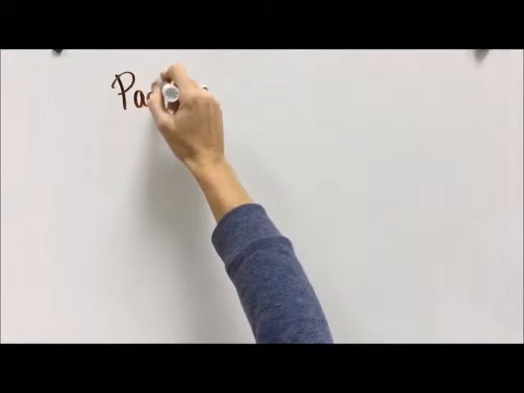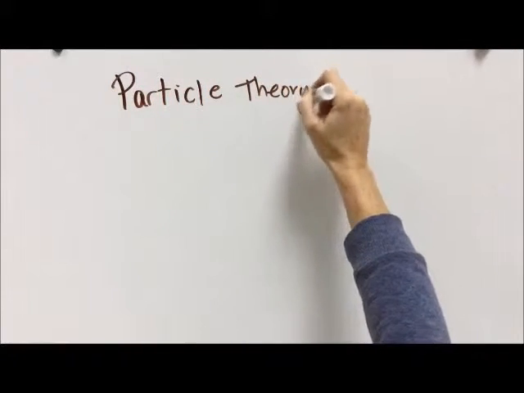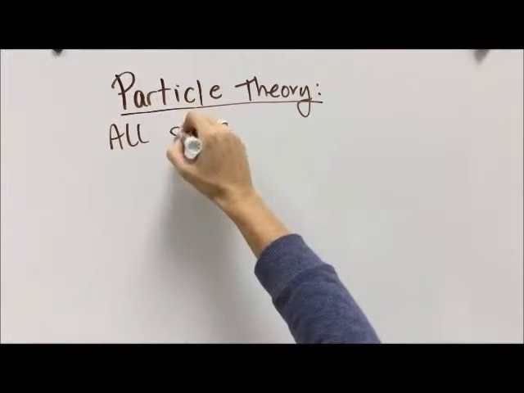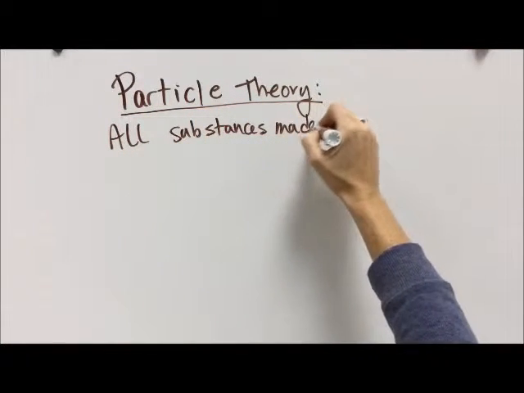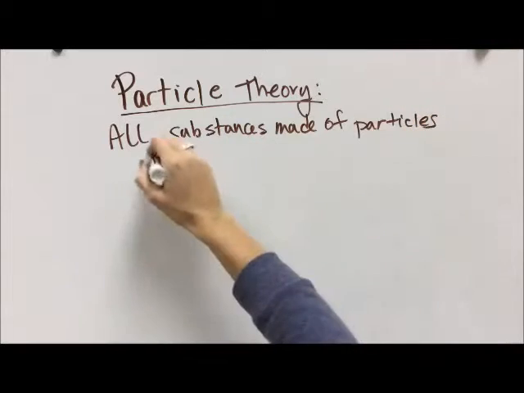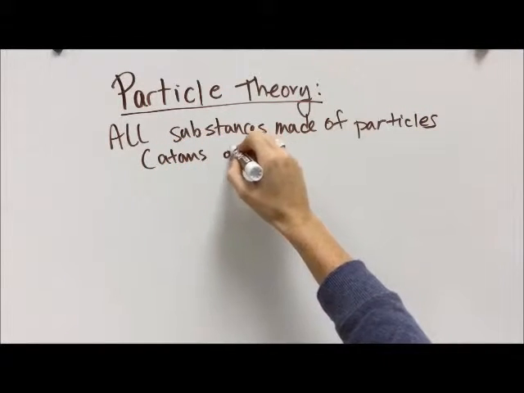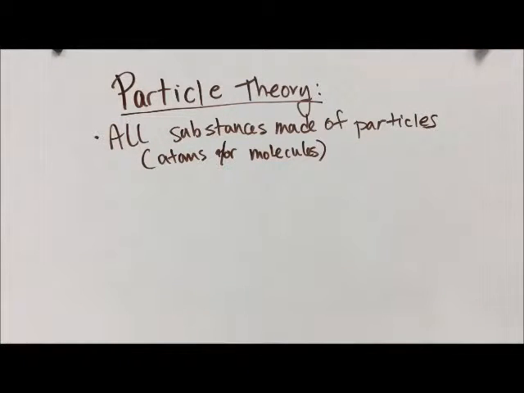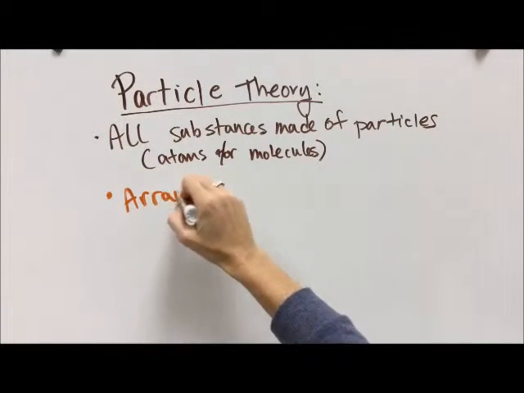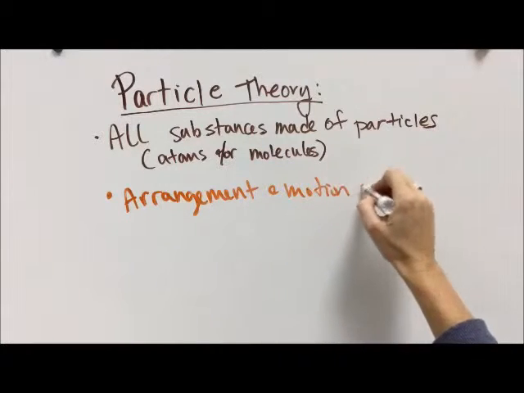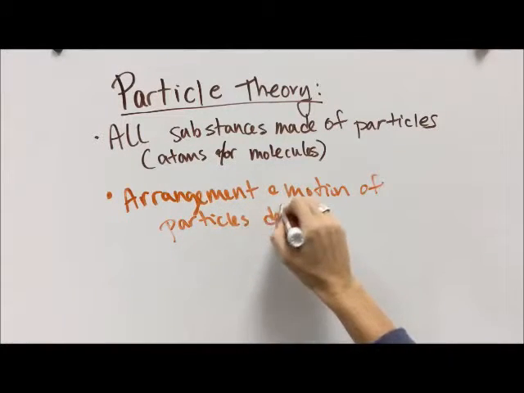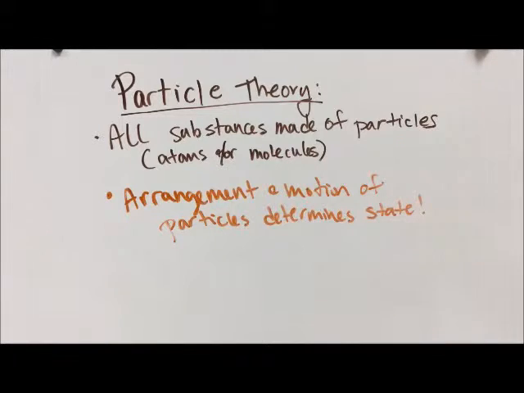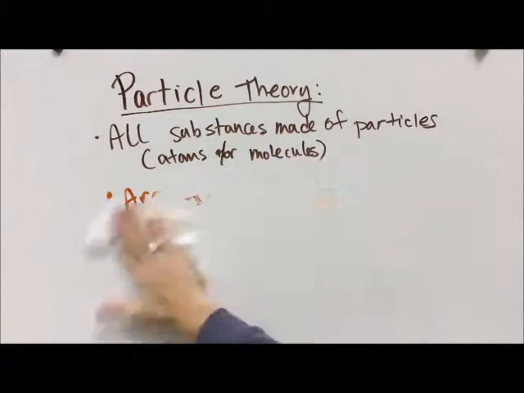So, to break this down to a more simplistic form, now that we have these really awesome microscopes, we know that all substances are made of particles. They're either made of atoms or molecules, or if they're a mixture, they're made of both. And this is called the particle theory of matter, that everything is made of particles. The arrangement and motion of those particles will determine the state of matter. So let's look at our 3 examples and talk about what that arrangement looks like.